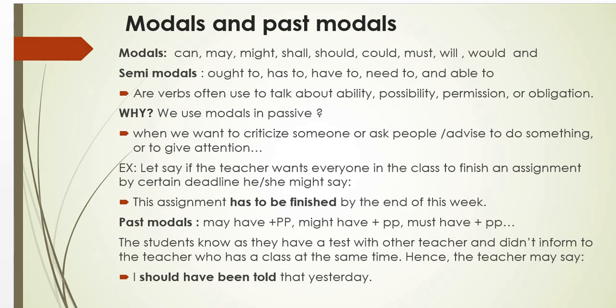Modals and past modals. There are 9 modals in English: can, may, might, shall, should, could, must, will, would, and there are also some other modals: ought to, has to, have to, need to, and able to. Modals are verbs often used to talk about ability, possibility, permission, or obligation. So, why do we want to use modals in passive?